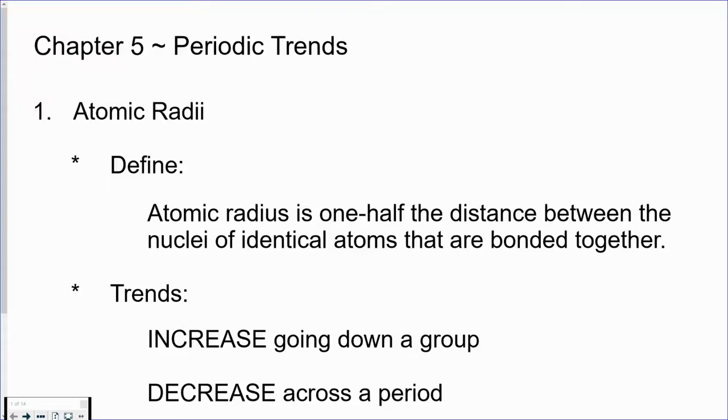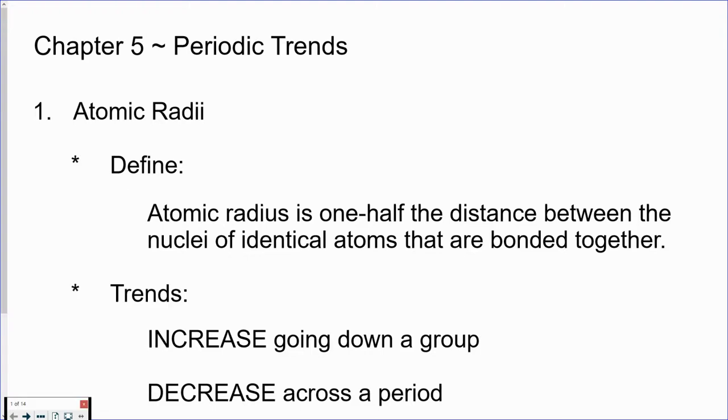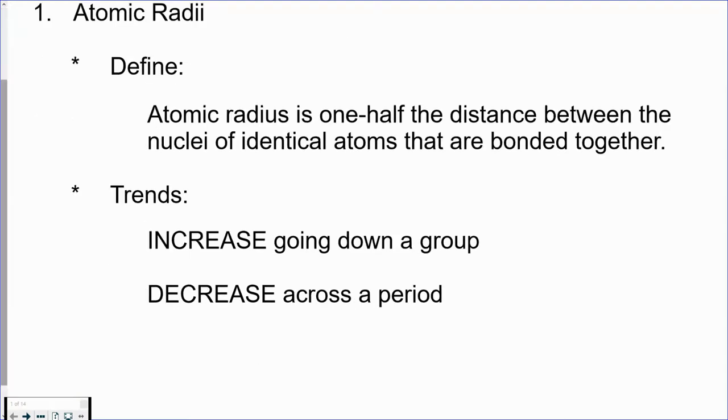Welcome to Chapter 5. We're going to talk about some periodic trends. The first one that we're going to talk about is the atomic radii. Now, we've got a good definition: half the distance between the nuclei of two identical atoms if they're bonded together. But really, what we're focused on is the trend.